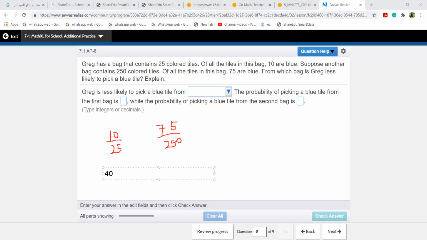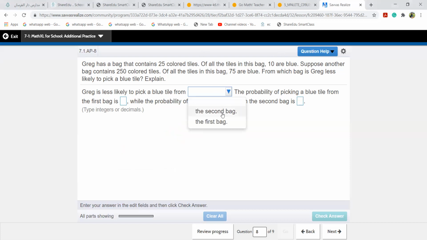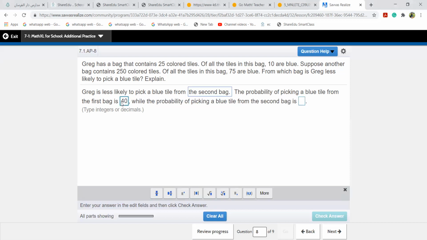So which one is less likely, girls? Greg is less likely to pick a blue tile from which one, the first bag or the second bag? First bag is 40. Second bag is 30. So which one is less? Second bag. Okay. The probability of picking a blue tile from the first bag is 40%, right? Yes. Second bag is 30%.